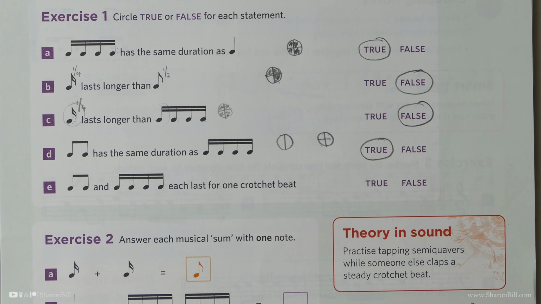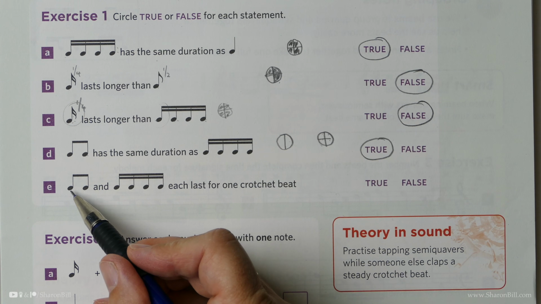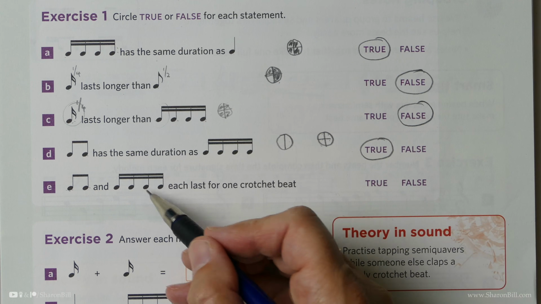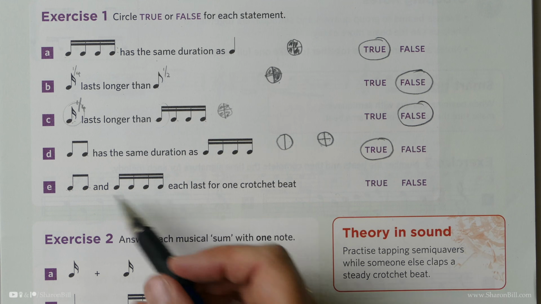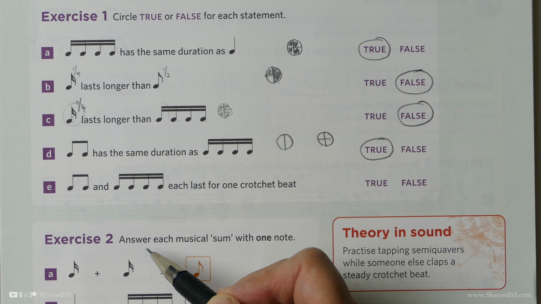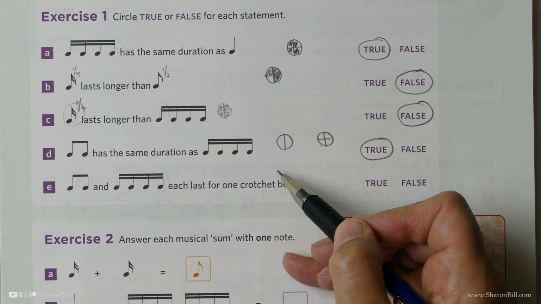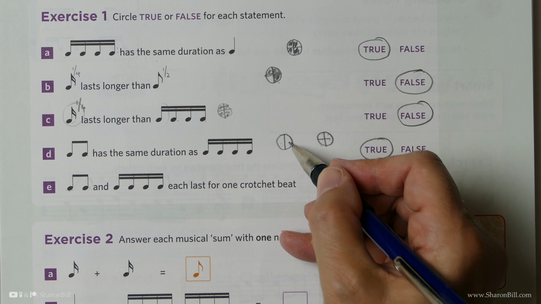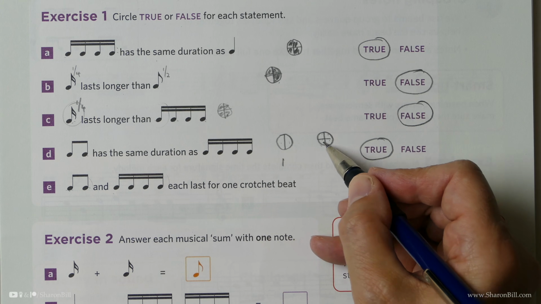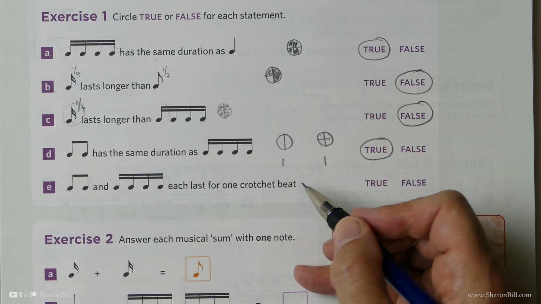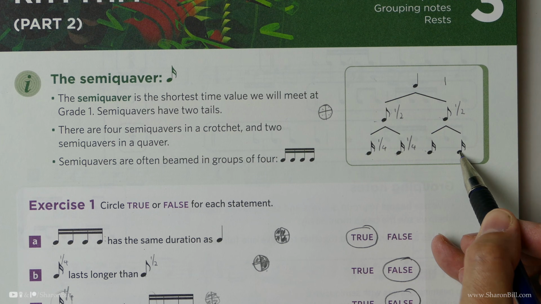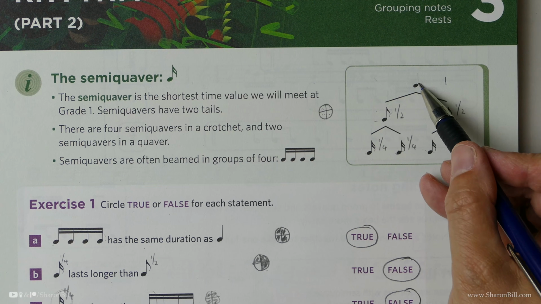And then finally, we're asked, is it true or is it false that each of these groups, these 2 quavers and these 4 semiquavers, lasts for 1 crotchet beat? Well, we've kind of done the thinking for that here, haven't we? Because we know a half plus a half is 1, so that's 1 beat. And we know that 4 quarters is 1 beat. And so referring back to this little pyramid, we can see that 4 quarters is a whole beat and 2 halves is a whole beat.